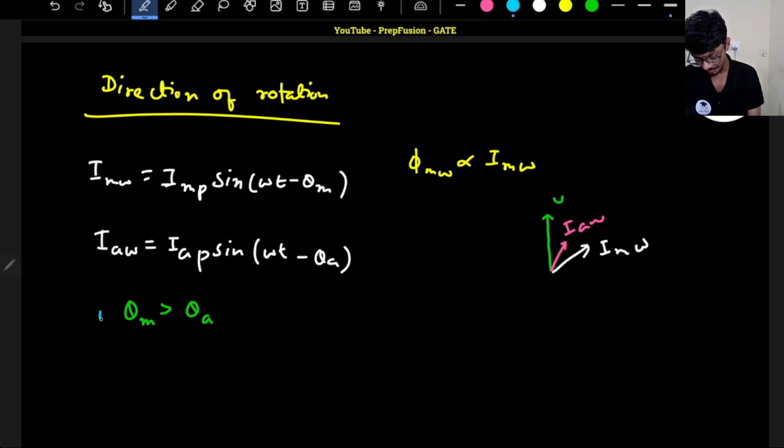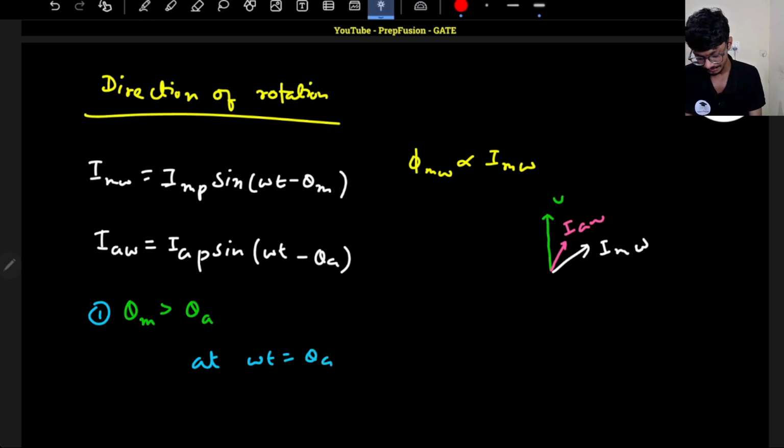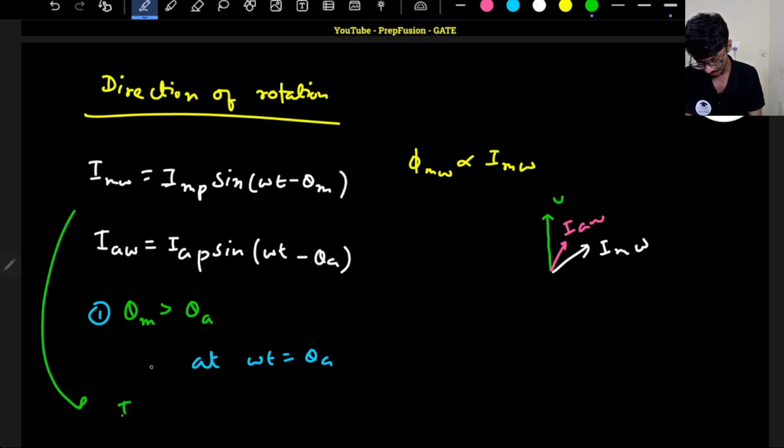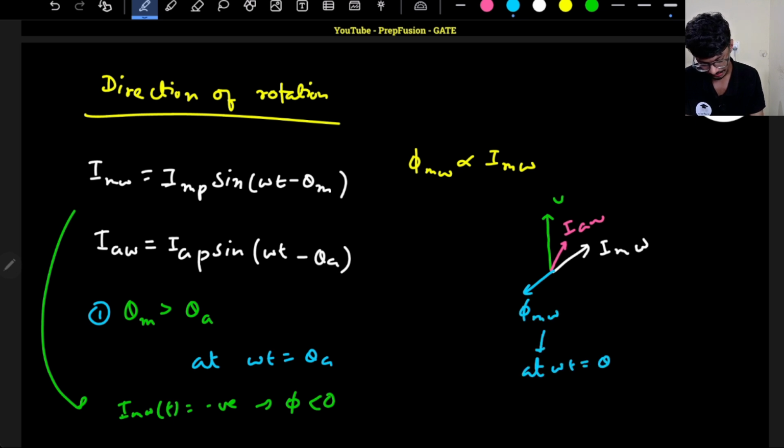If I assume this case, then let's assume that at omega t equals theta_A, what will this value be? Omega t is theta_A, so theta_A minus theta_M is something negative. So your I_MW is negative, and your flux also will be negative. Negative meaning it will be somewhere here, just opposite. This will be my phi_MW at omega t equals theta_A.